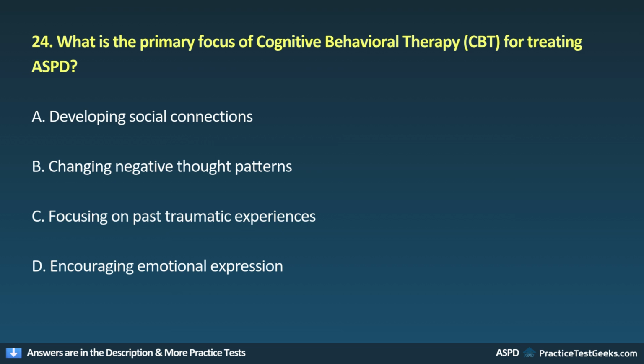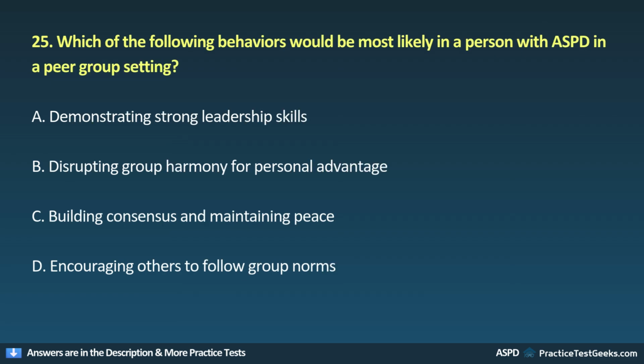24. What is the primary focus of cognitive behavioral therapy, CBT, for treating ASPD? A. Developing social connections. B. Changing negative thought patterns. C. Focusing on past traumatic experiences. D. Encouraging emotional expression.